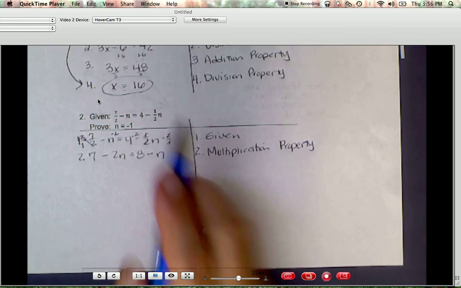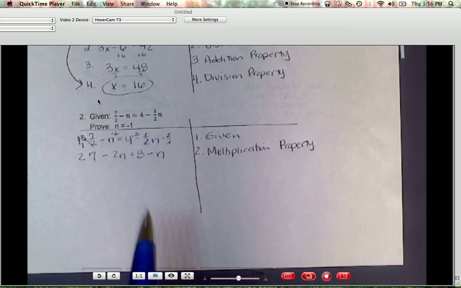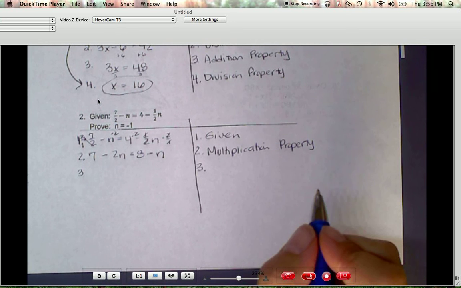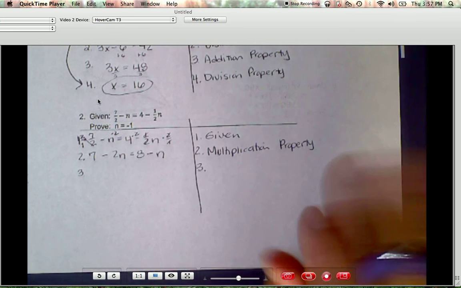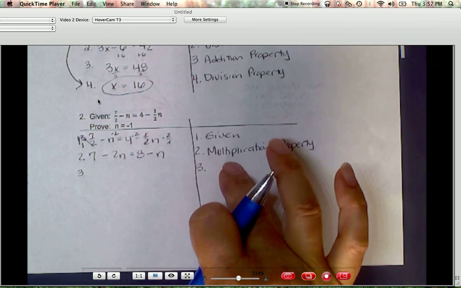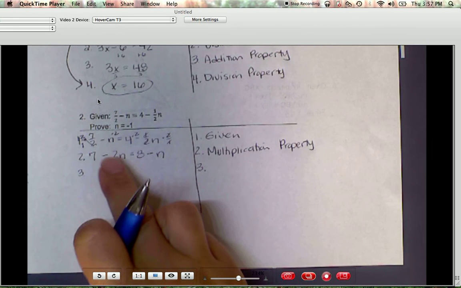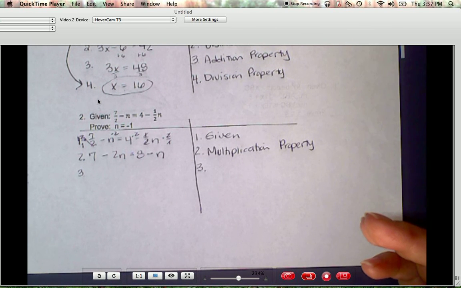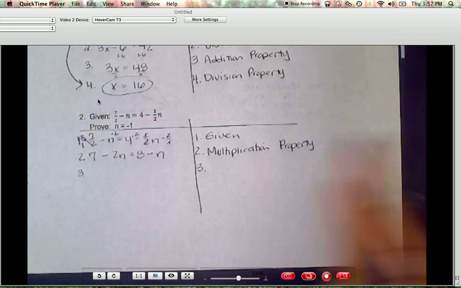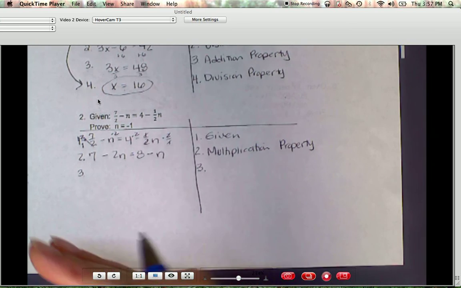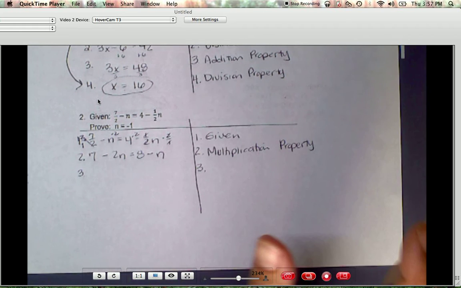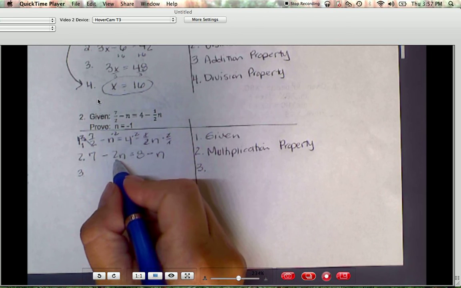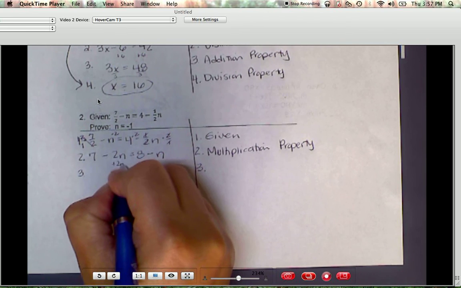Right? Now, our goal is to get to n equals -1. So what would we need to do to help us start reaching that goal? Again, there's a couple different ways that you can go. None of them are wrong. You just need to make sure your reason matches up with the step that you took. So I generally suggest that we move variables first. And again, you can move your variables to the right or you can move your variables to the left. I'm going to move them to the right just so I can show you how to use one of the properties. So we're going to take this -2n and add it to both sides.